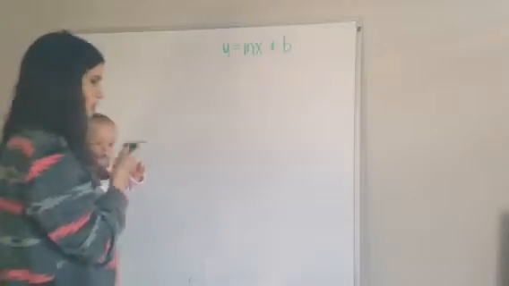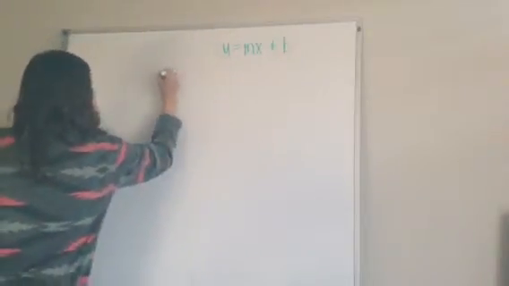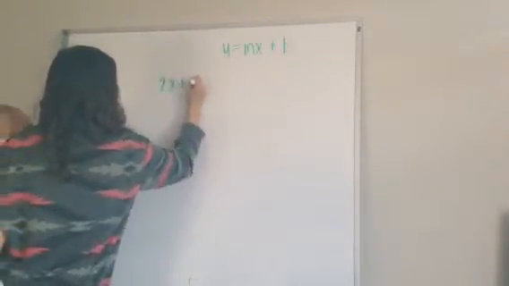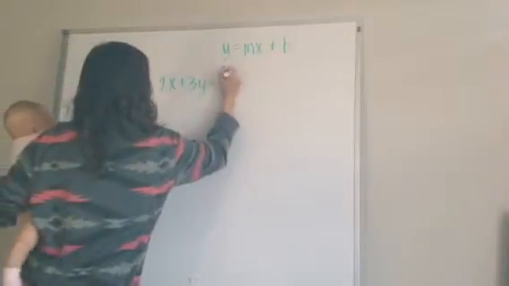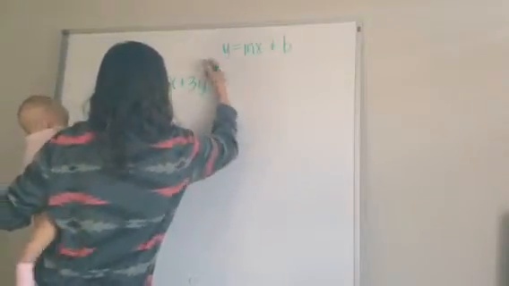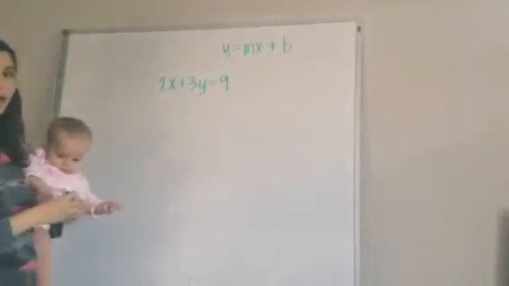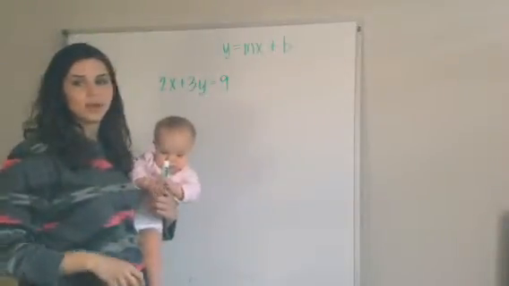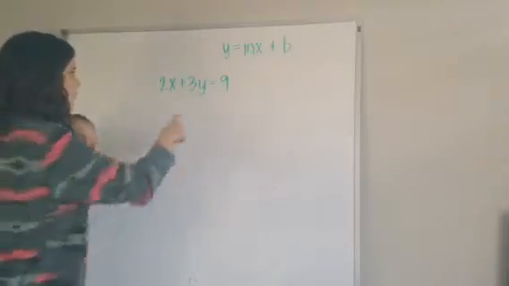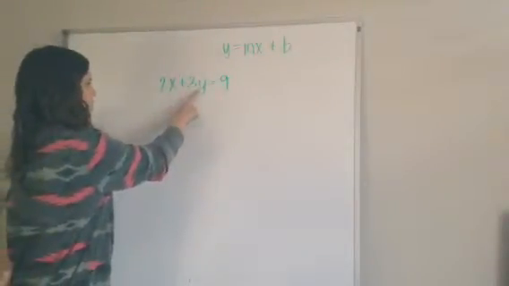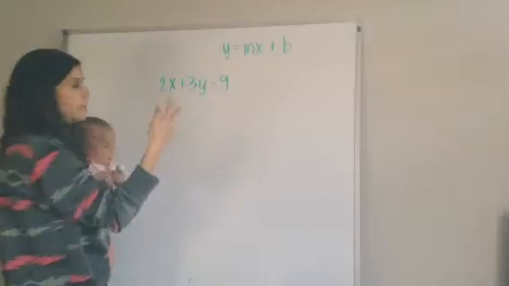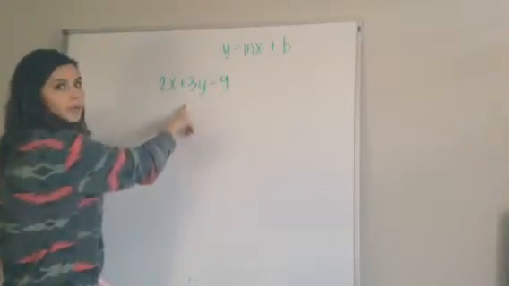Okay, let's see if she doesn't scream. Okay, so let's say that I have 2x plus 3y equals, let's not do 8. Let's do 9. So in order to graph this, I have to get y alone. So I see here that I have 2x plus 3y equals 9. So I'm going to have to move over the 2x and the 3.